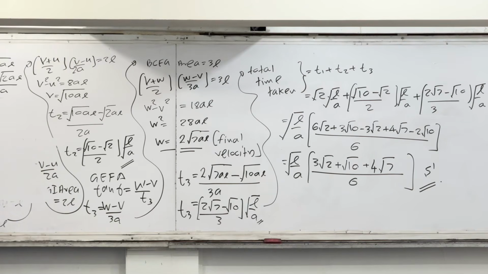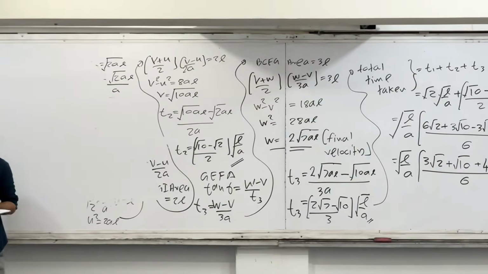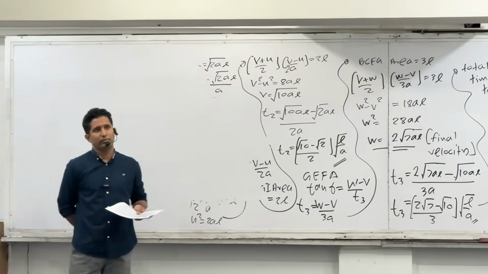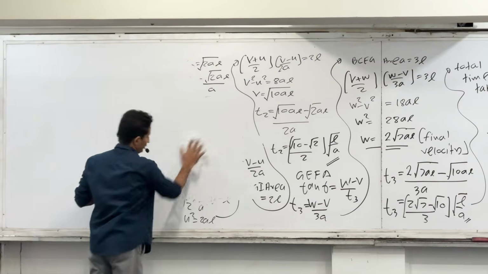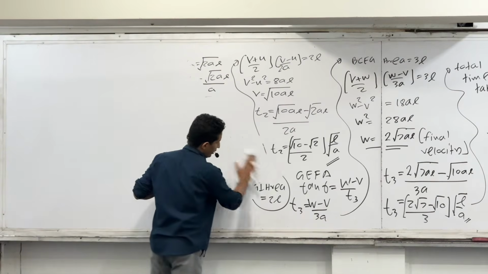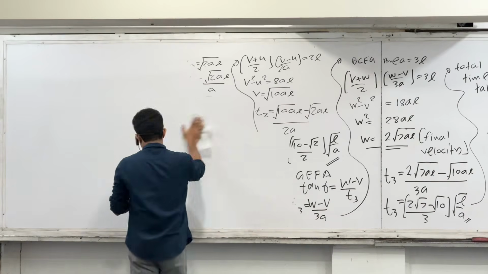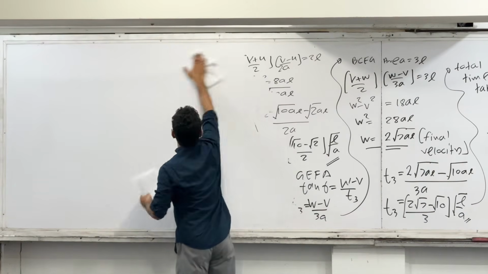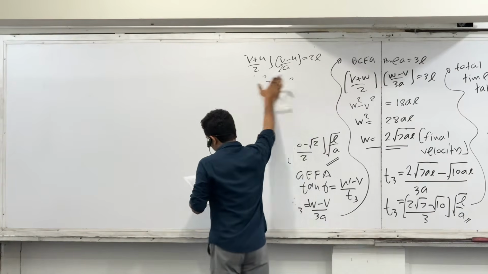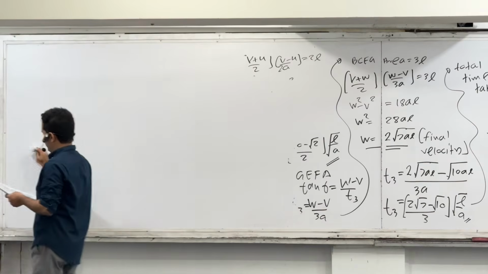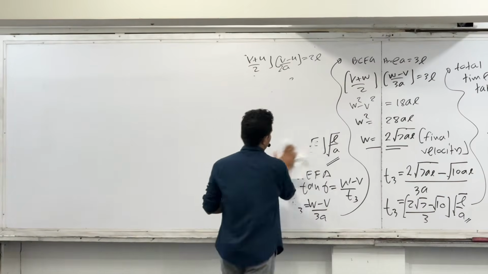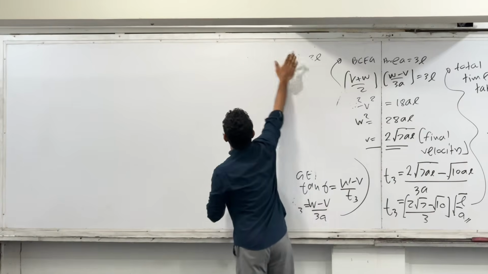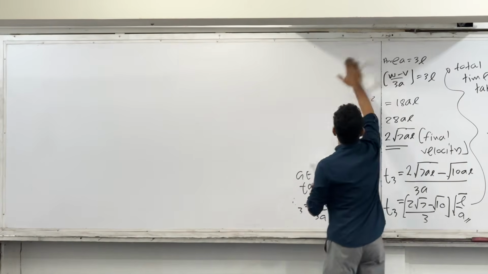Right, write question number 10. A lift starts from rest and moves with constant acceleration of a meters per second squared. It attains its maximum velocity.